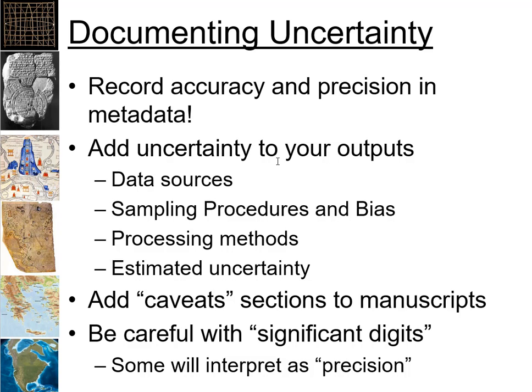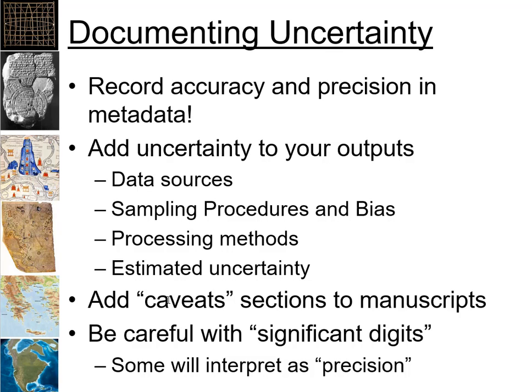All right, the most important thing for you for this class is remember to document the uncertainty associated with your data. Record the accuracy and precision in your metadata so other folks know it's there. In any of your outputs, record the data sources, sampling procedures, processing methods, and estimated uncertainty. Most of this would, of course, be captured in your methods and your reports.